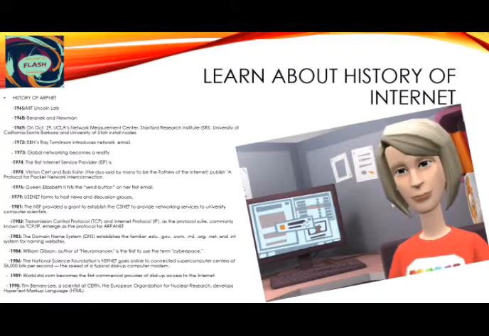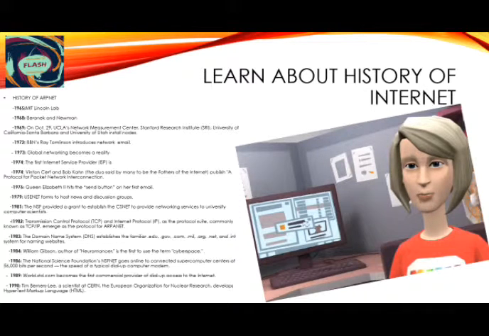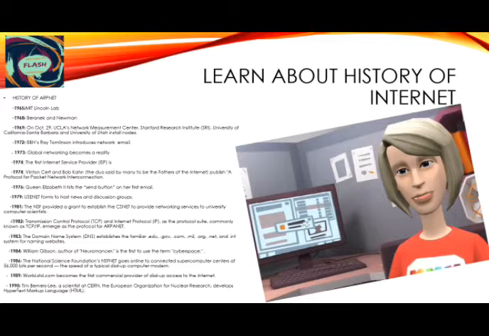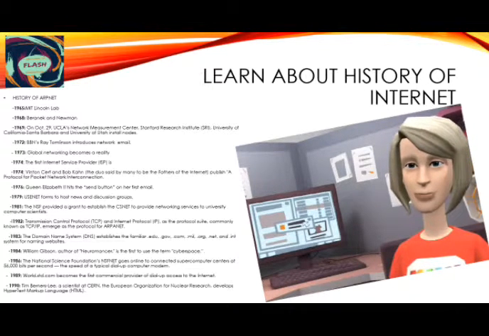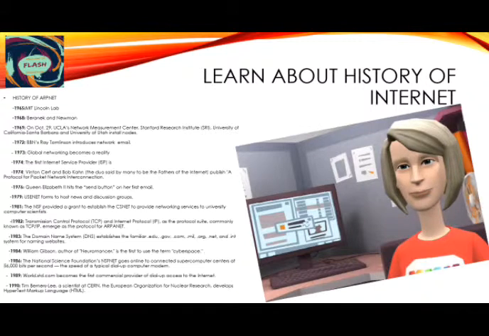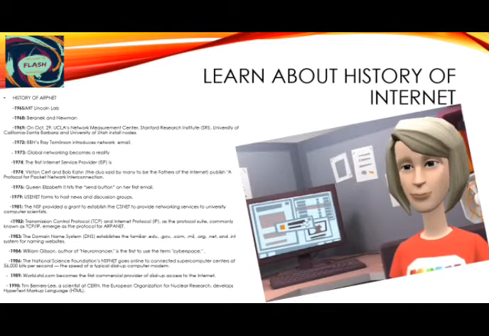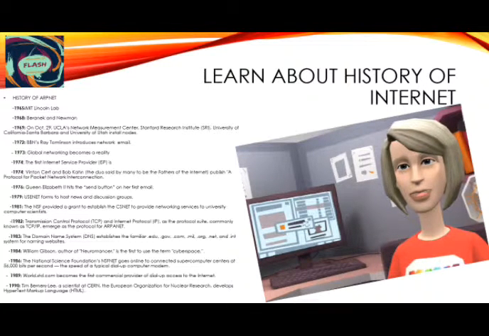as Telenet. In 1974, Vinton Cerf and Bob Kahn, the duo said by many to be the fathers of the Internet, publish a protocol for packet network interconnection, which details the design of TCP. In 1976, Queen Elizabeth II hits the send button on her first email. In 1979, Usenet forms to host news and discussion groups.